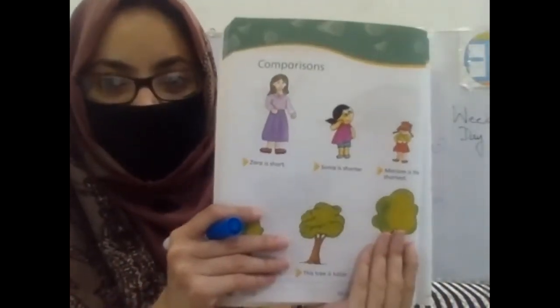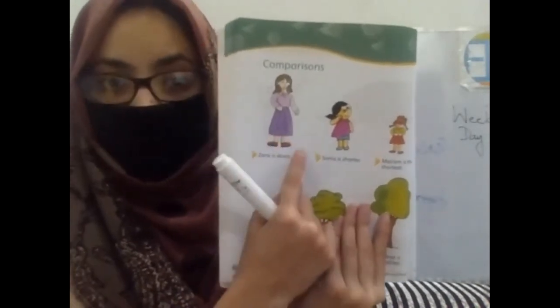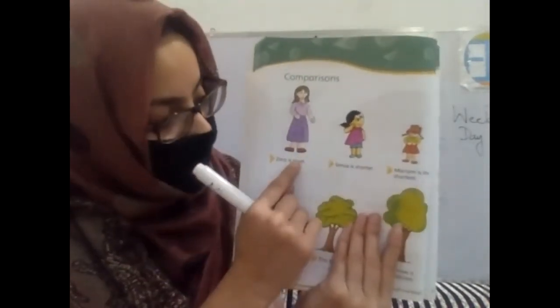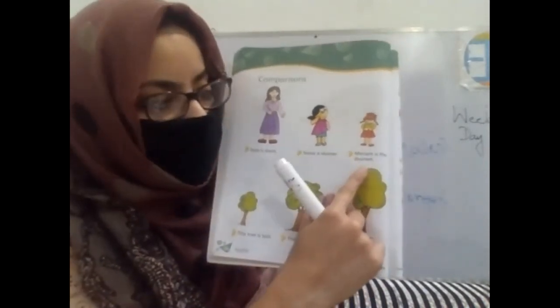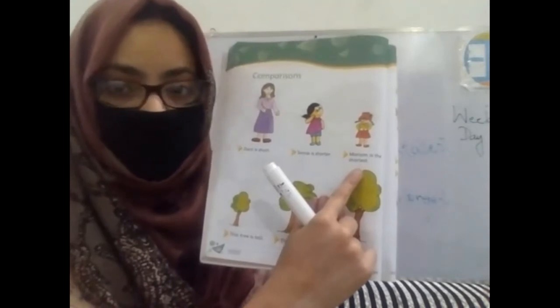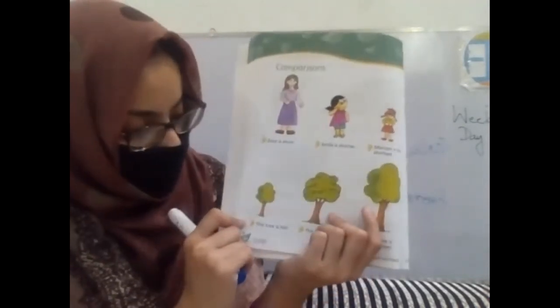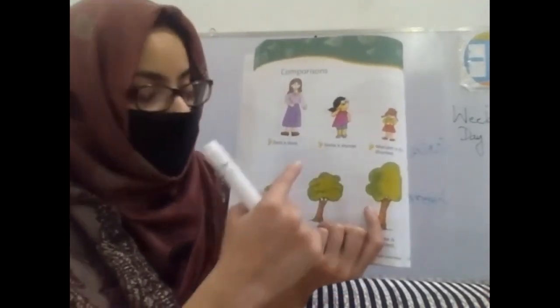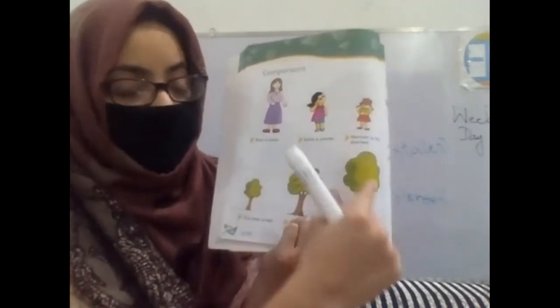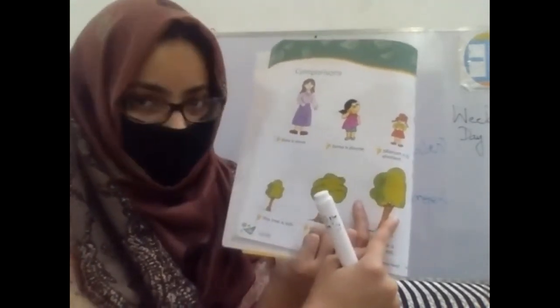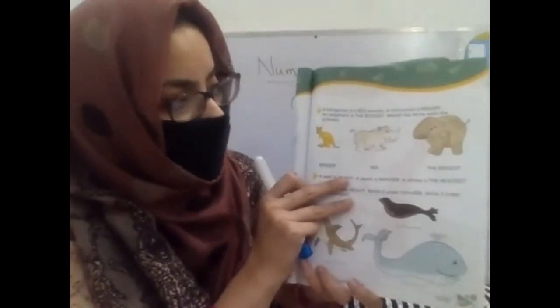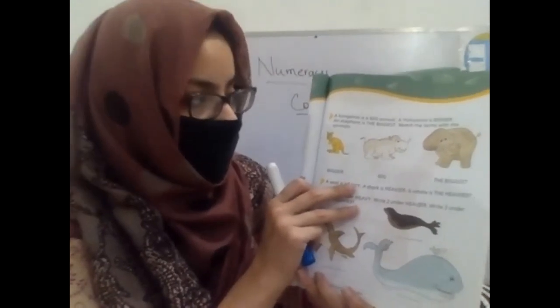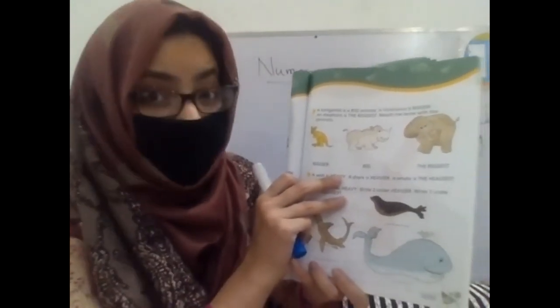This is the topic that we were discussing. The topic name is comparisons. Look at this. There are three beautiful girls. This one is short. This is shorter. And this beautiful little one, Mariam, is shortest, right? Okay. Look at the trees. This one is tall. This one is taller. And this is the tallest one, right? Okay. Now look here. A kangaroo is a big animal, a rhinoceros is bigger, and an elephant is the biggest, right?